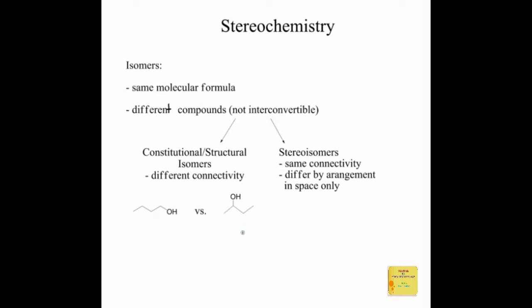What we're going to look at next is the concept of having stereoisomers. Now, stereoisomers, again, are described as isomers because they are not interconvertible and they're not identical, but they have the same connectivity. All the atoms are put together in the same way, and they differ by arrangement in space only. So only when we look at their 3-dimensional shape do we see a difference in their structures. Let's take a look at a few examples.